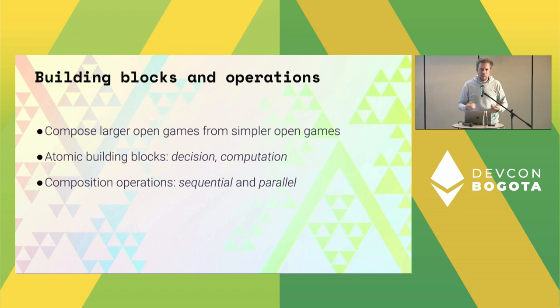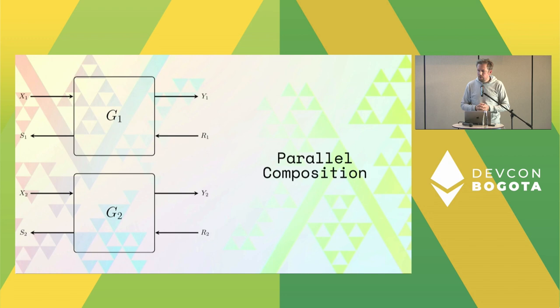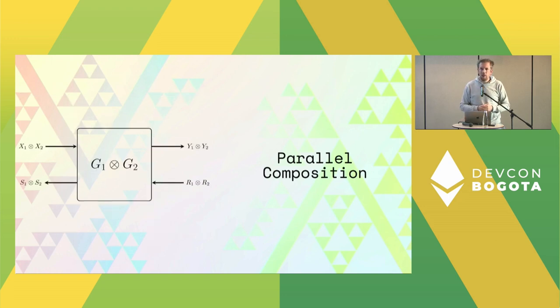Parallel, in the game theoretic sense, is maybe more easily interpreted as simultaneous. And what this looks like, repeating a bit of what we have seen, is that you have two games, G1 and G2. If they are in parallel, you can compose them, and they again will have the basic shape of input X crossed X2 turned into a certain output, and at the same time expecting a certain result and sending some information back into the past.